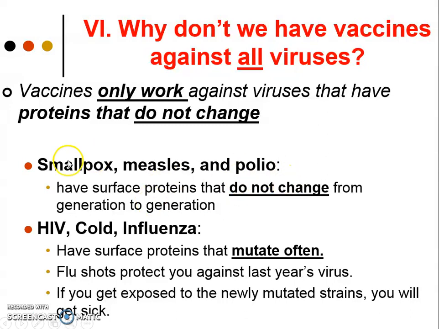Not everyone can get vaccines because some people are allergic to the egg in the vaccine. So everyone else needs to get the vaccine to protect those people who have allergies. But those things, they don't change very often, those viruses. So we have vaccines that work really well against them, all right? However, HIV, cold, the flu, those things, they change a lot. For instance, the flu and the cold, every year there's multiple versions of colds and the flu going around.